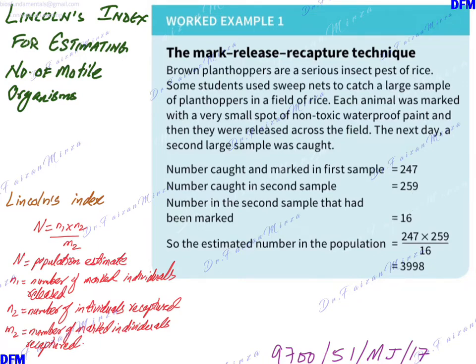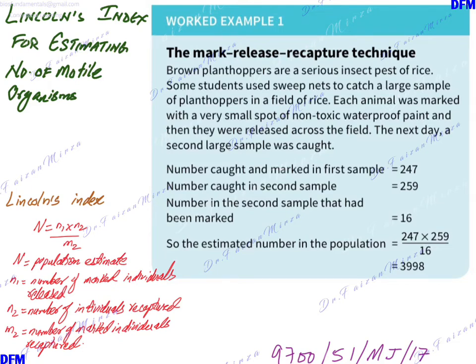So I'll use the formula n1 multiplied by n2 divided by m2. I multiply the day one count by the day two count, and divide by the number of organisms found to have the mark on the second day. That's 16, and I estimate the value. This comes out to be 3998.